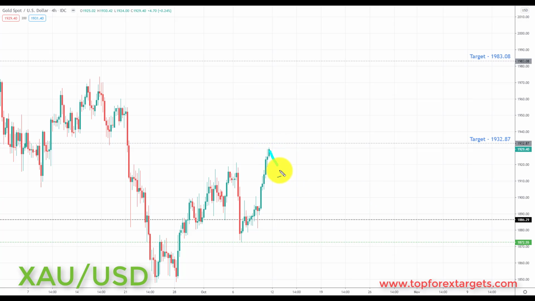So any correction going into next week before we take out the target is going to be viewed as a great opportunity to start to look for bullish setups. And if we start to break out to the upside, we're going to be looking at initiating longs up towards the next key area of resistance to the upside, the target set at the 1932.87. And if we can get a breakthrough here, or if we just break straight through like this next week, we're going to be looking at initiating longs up towards the next key area of resistance to the upside and the target set at the 1983.08.